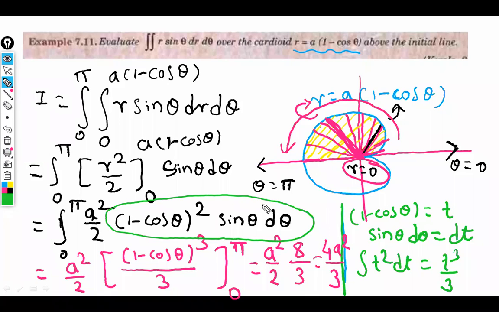If 1 minus cos theta is t, then derivative of minus cos theta is plus sin theta d theta is dt. Differentiated both side totally. अगर a particular variable से करना होता तो differentiating with respect to t we said.